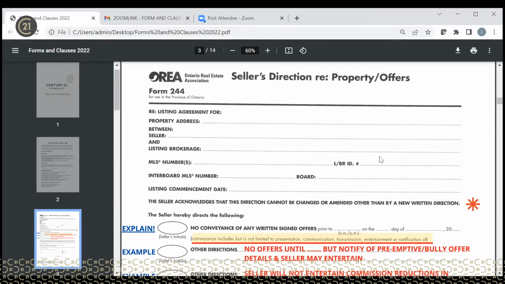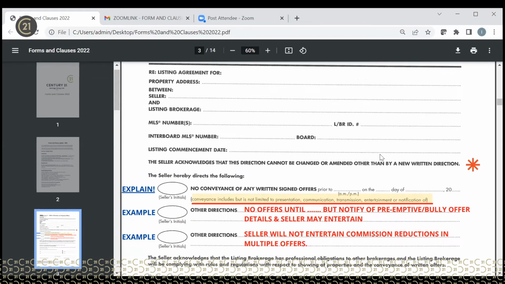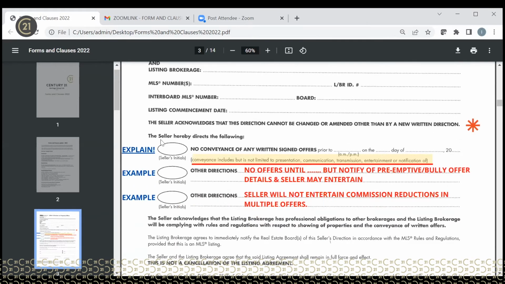So when you're looking at this form, there is an area here that says no conveyance of any written signed offers prior to. And a lot of agents are just filling that out and thinking that does it. That's not what that first section is for. It says conveyance includes but is not limited to presentation, communication, transmission, entertainment, or notification of.